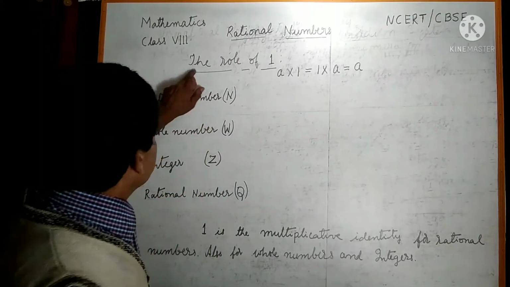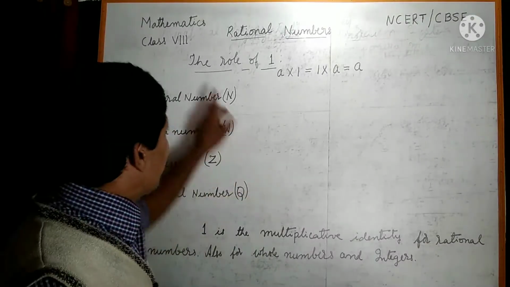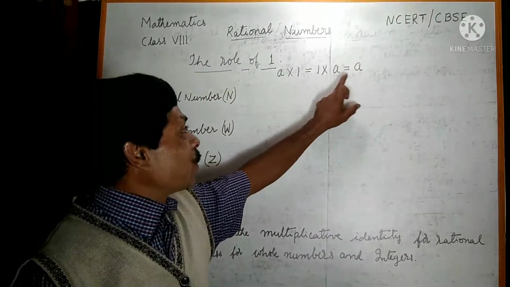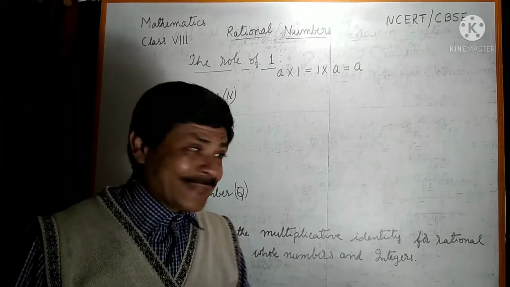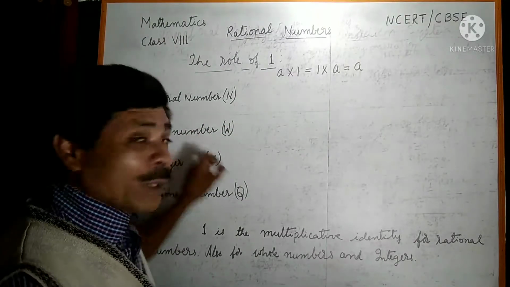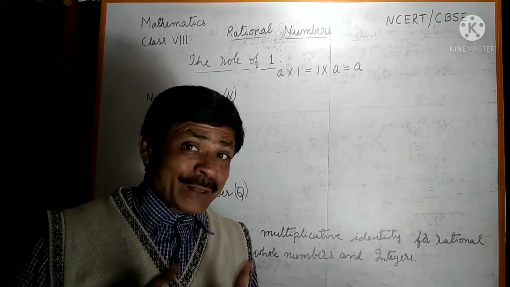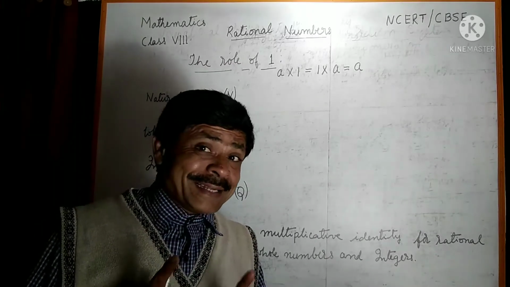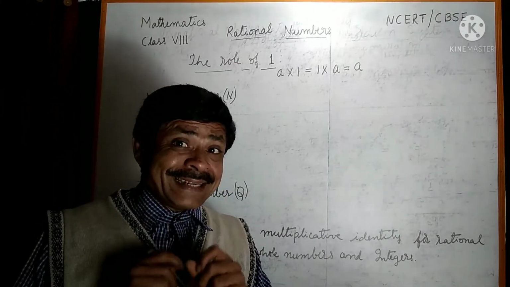Next, the role of 1. When we multiply 1 to a natural number or a natural number to 1, we will get a natural number again. When we multiply 1 to a whole number or a whole number to 1, we will get a whole number again. When we multiply 1 to an integer or an integer to 1, we will get an integer again.